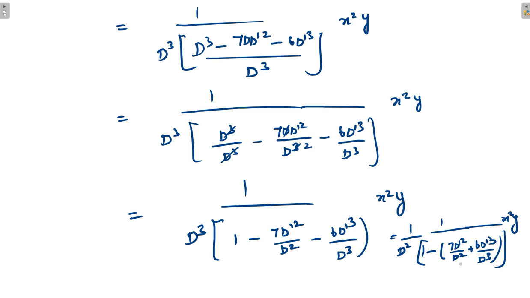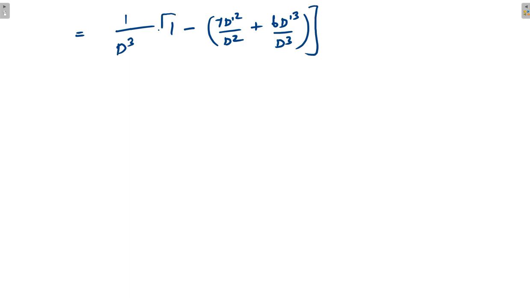Now I am going to shift this term to the numerator, which is equal to 1 by D cubed should be coming in the denominator, 1 minus 7D' squared by D squared plus 6D' cubed by D cubed, close bracket, whole power minus 1, x squared y.